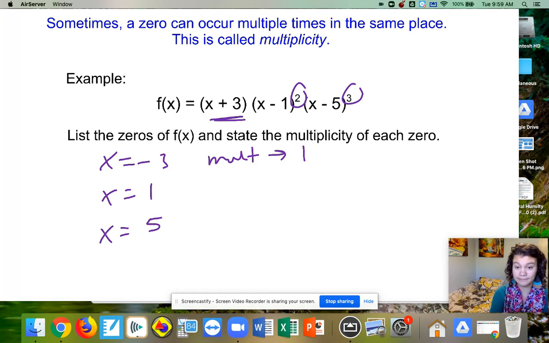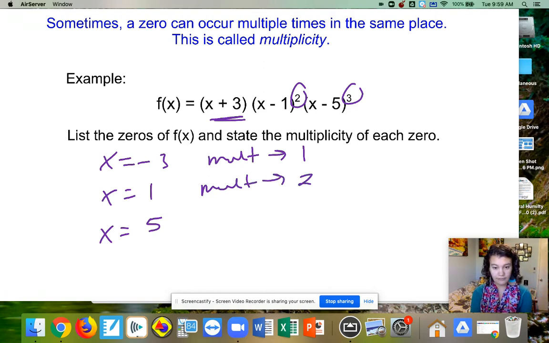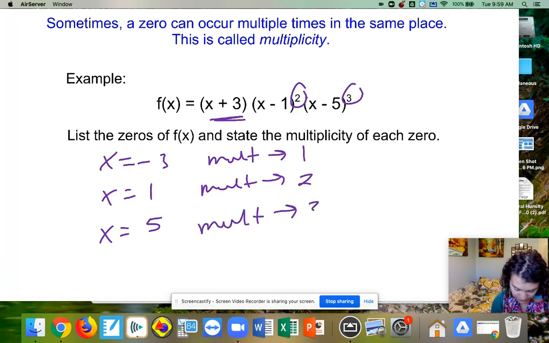of 1. If we look at the next one, well, there's two x minus 1s. Technically, you could write that out and say x plus 3 times x minus 1 times x minus 1. So this one has a multiplicity of 2. And then the x equals 5 has a multiplicity of 3. So if the question doesn't ask you to write the multiplicity, you don't have to, but you always can. It's never wrong to write down the multiplicity. So that's that one.